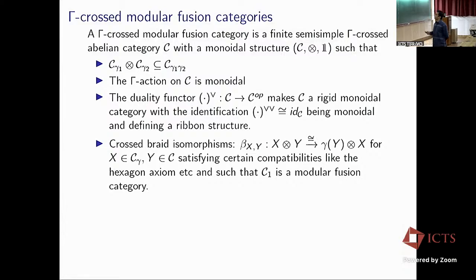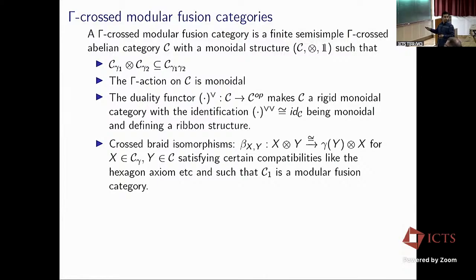So in a braided monoidal category, you would demand that X tensor Y should be isomorphic to Y tensor X. But now there is a twist here. So basically, if you take X to be an object in the gamma grade, right, and Y is any object, then there should be a natural isomorphism between X tensor Y and gamma of Y tensor X. So remember, this object X is the one which lies in the gamma component. And then once you want to swap, you need to act by this gamma on the Y. And then you can swap X and Y.